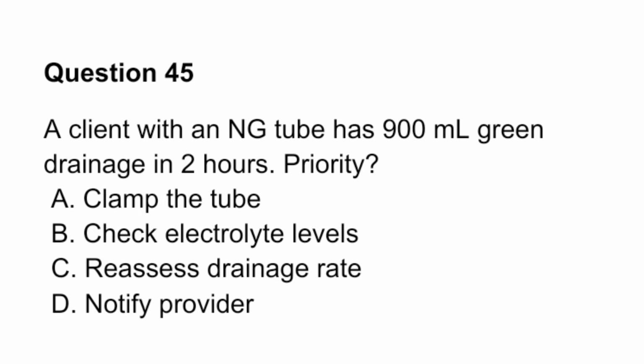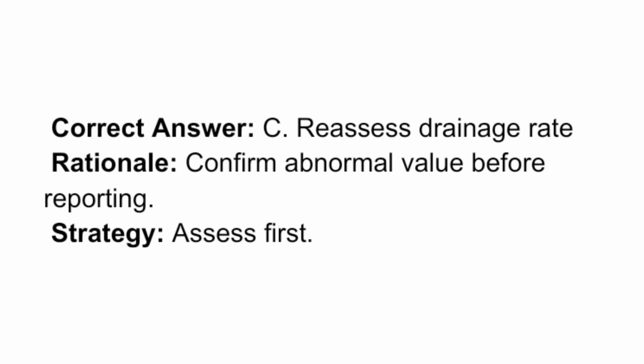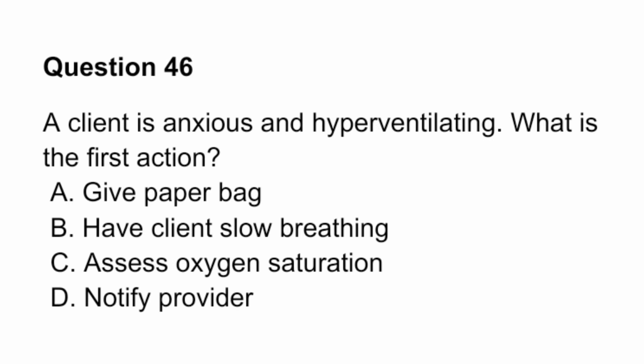Question 45. A client with an NG tube has 900 milliliters green drainage in 2 hours. Priority? A. Clamp the tube. B. Check electrolyte levels. C. Reassess drainage rate. D. Notify provider. Correct answer, C. Reassess drainage rate. Rationale, confirm abnormal value before reporting.